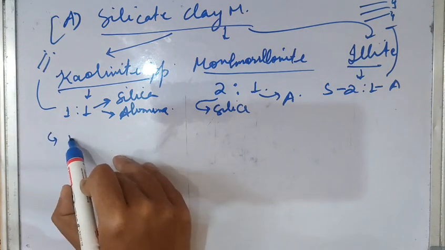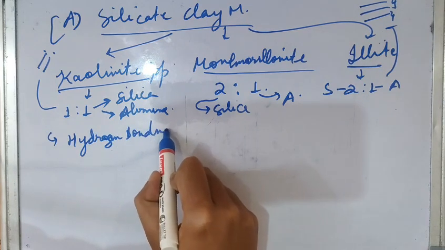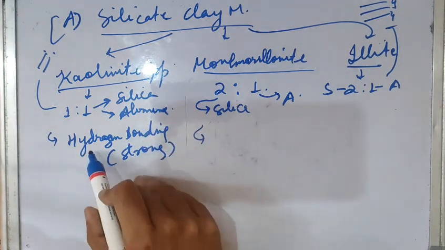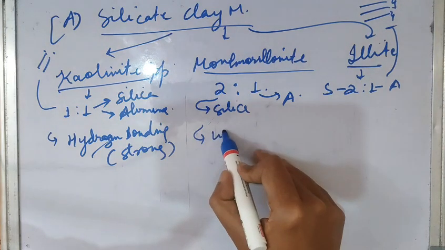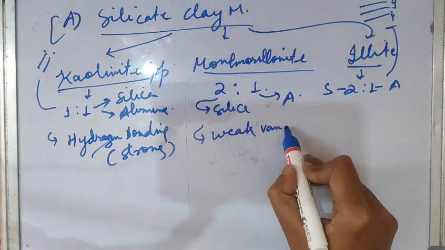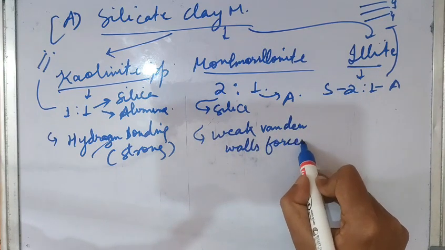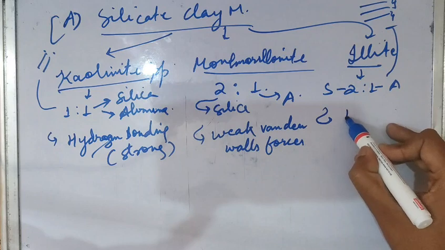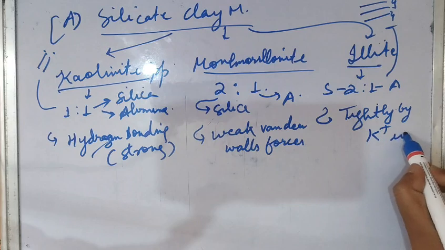In kaolinite it is held by hydrogen bonding, which is a strong bond. In montmorillonite it is held by weak van der Waals forces. And in illite it is held tightly by K plus ions.